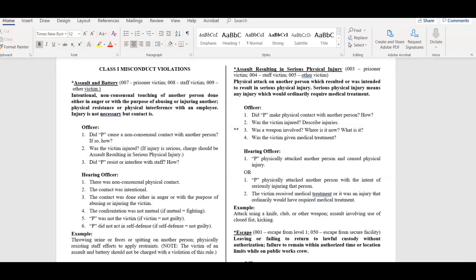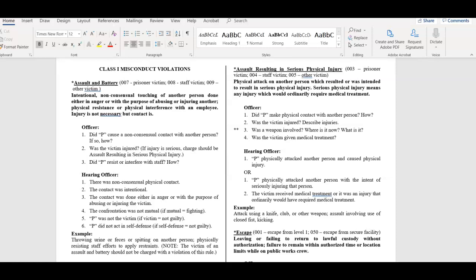So P stands for prisoner. 1, did prisoner cause a non-consensual contact with another person? So yes or no, and how did they do it? Those are things that we'll write in our report. 2, was the victim injured? So we want to note any injuries, and we could back this up with medical if it's a serious injury. 3, did P resist or interfere with staff? How? And that would be, did P, when we look up above, staff victim 008.